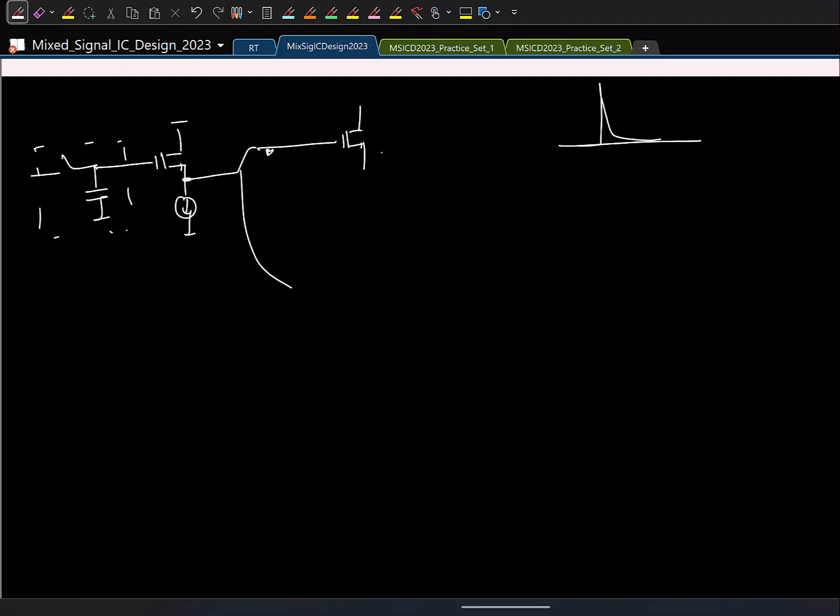You have to use a bandgap reference, or I mean, if you want really tight, you should have an LDO.